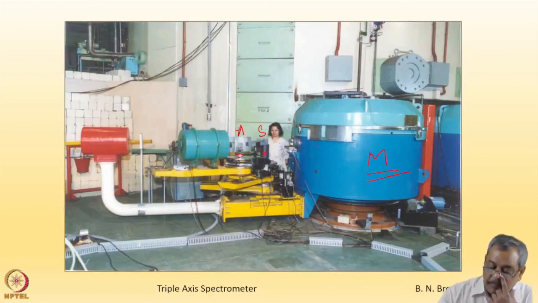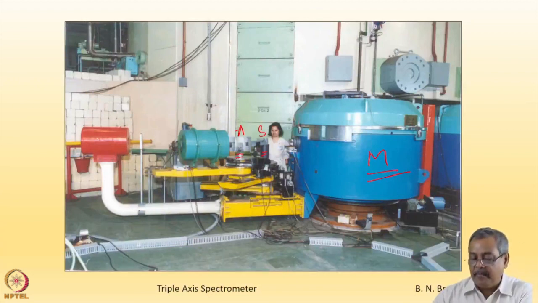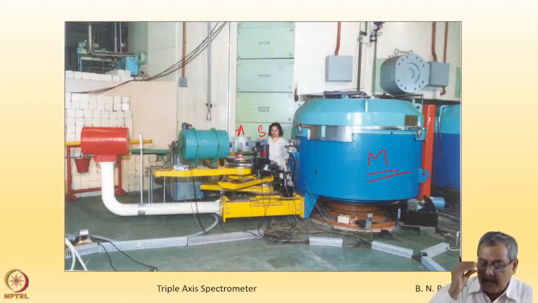Actually, the first triple axis spectrometer was designed by Bertram Brockhouse in Canada, and he got the Nobel Prize for studies on dynamics of materials. There are other instruments like filter detector spectrometers and spin echo spectrometers. I will touch upon all of these spectrometers that are used for inelastic neutron scattering, and I stop here today.